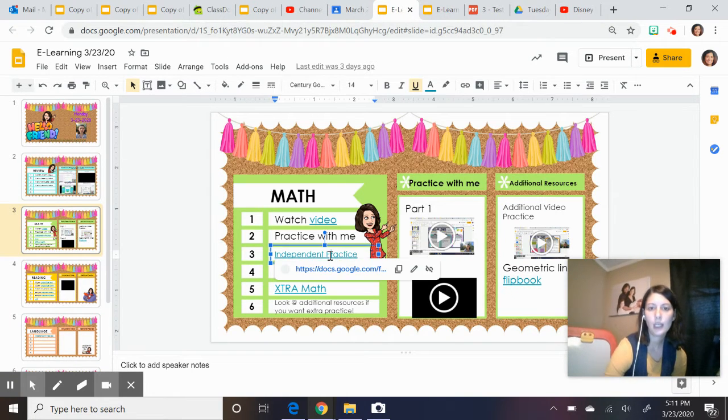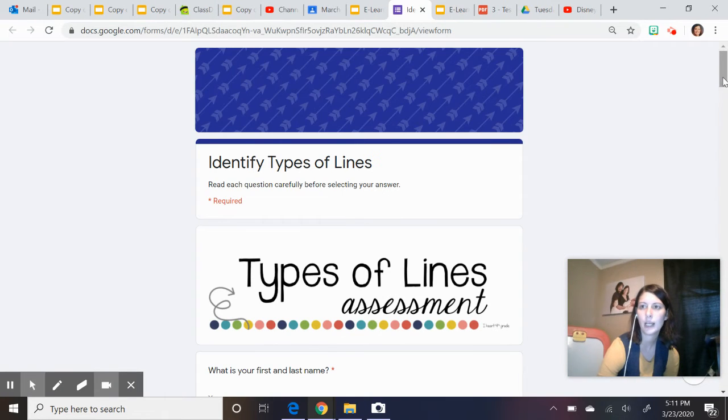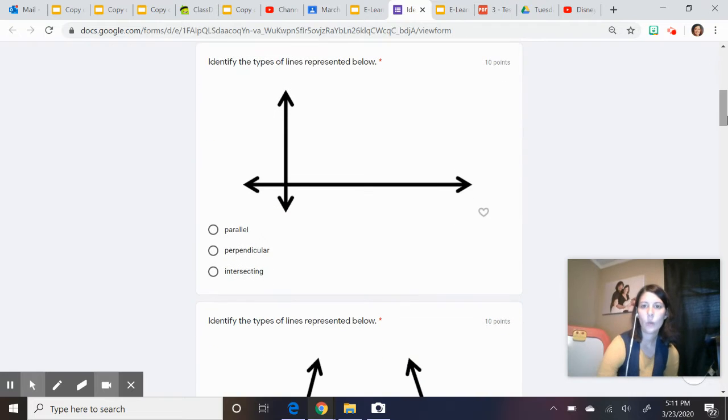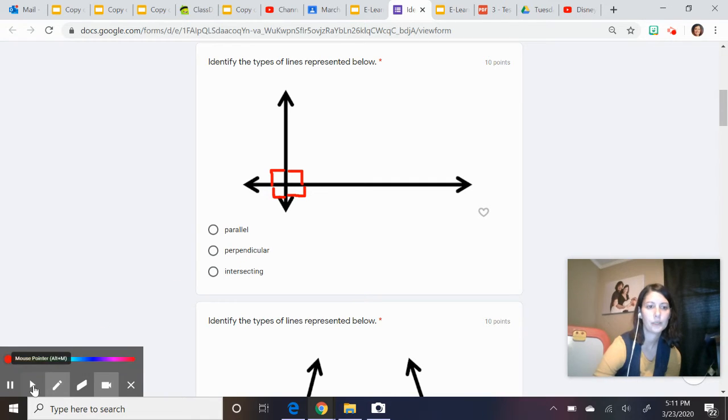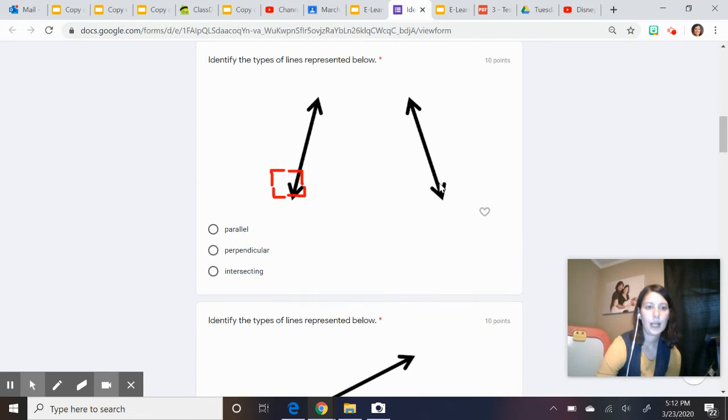All right, then you had an independent practice in which you were supposed to identify the types of lines. So this would have been perpendicular because this is a right angle and this is a right angle and this is a right angle and this is a right angle. So that would be perpendicular. Okay, going down, identify these two shapes.